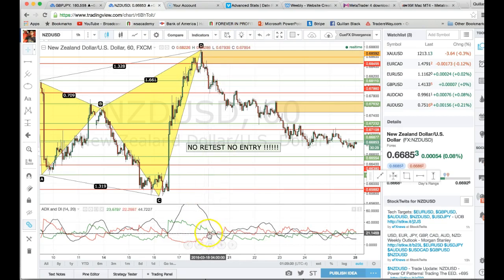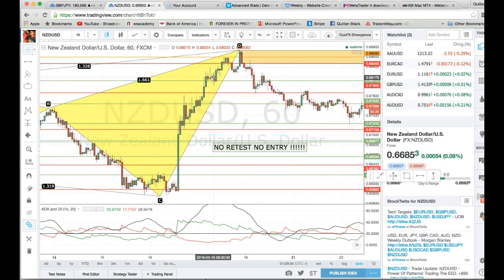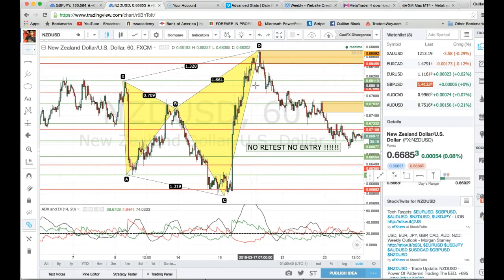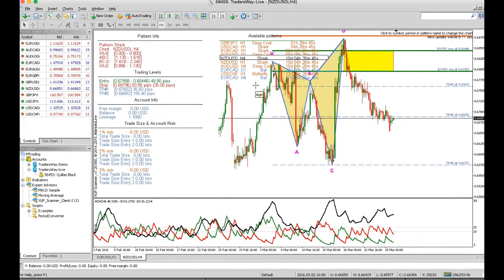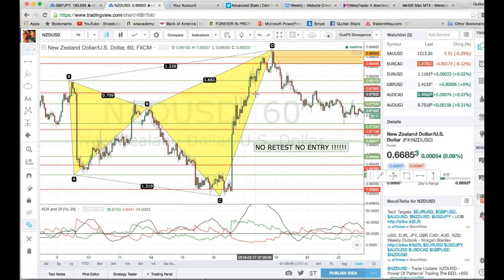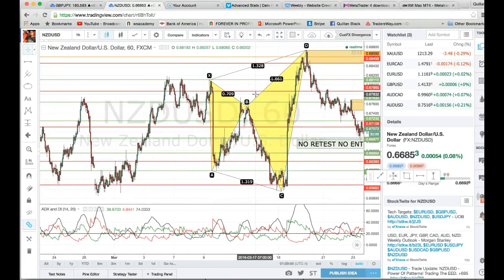It crosses over 20 and it's consolidated for a little bit, and then you would have gotten an entry right there. And your entry would have been perfect because the pattern already formed. This right here is a, what is this? A bearish shark pattern. And then all you're pretty much looking for is that extra confirmation to enter the market.